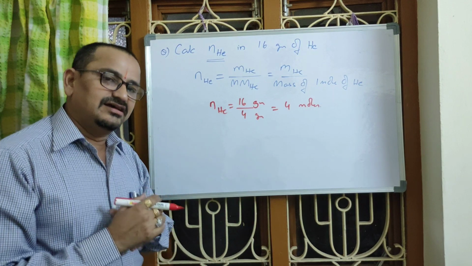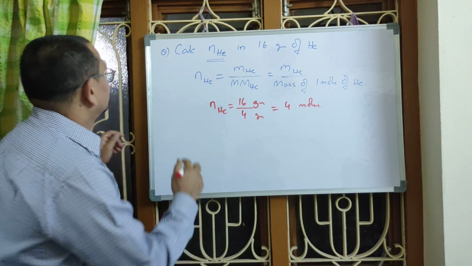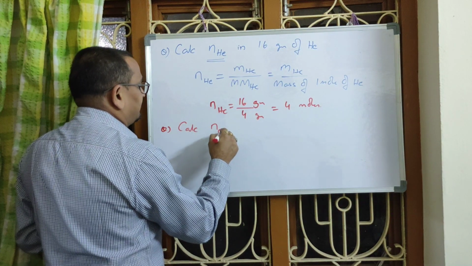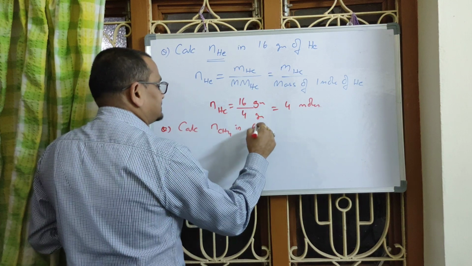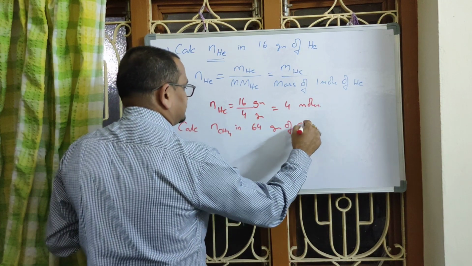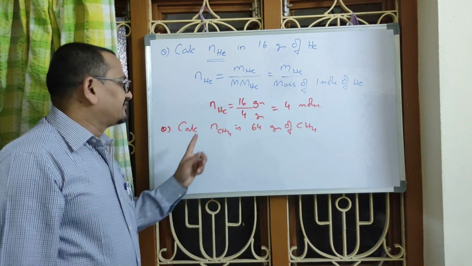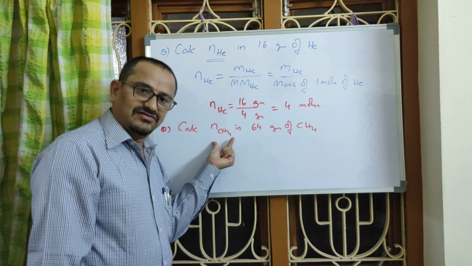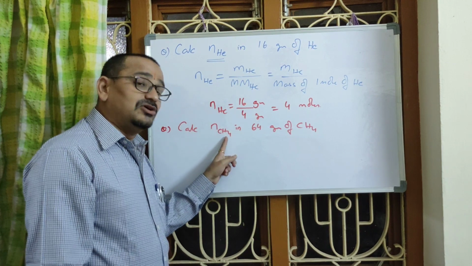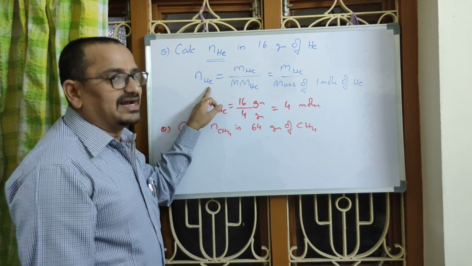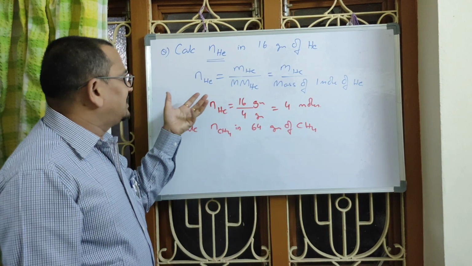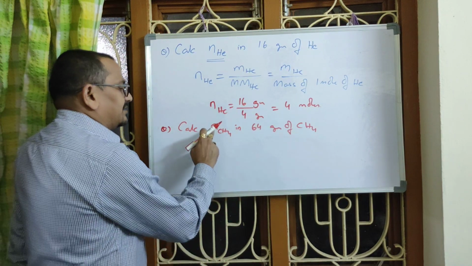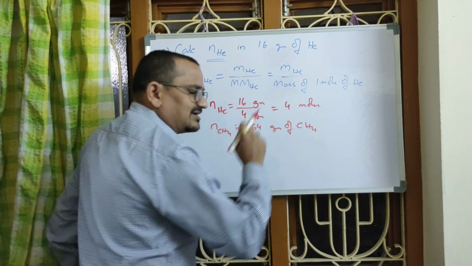Now let us take one more question. Calculate number of moles of methane in, suppose, 64 grams of methane. See, always follow this subscript notation: number of moles of methane molecule, number of moles of helium atom. You can easily identify which is an atom and which is a molecule. That's a very basic line. Calculate number of moles of methane in so and so grams of methane.